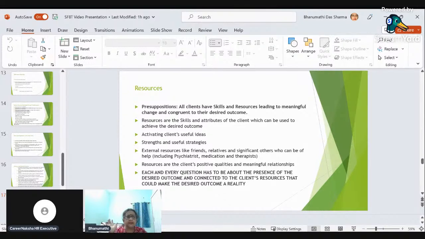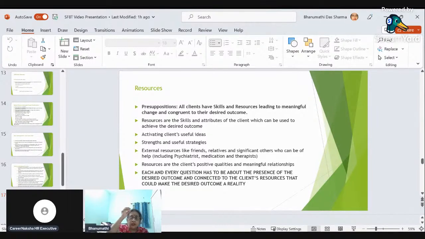You can directly ask the client what skills, traits, and abilities you have that you can use to achieve your desired outcome. You can directly ask them. They'll be very happy to tell you. Or when you are doing the rapport building, you can ask them what hobbies they have. Okay, you are a chartered accountant. Wow, chartered accountancy is a very difficult course. How did you complete it? Then he will be happy to tell you, "Oh, those are all the resources."